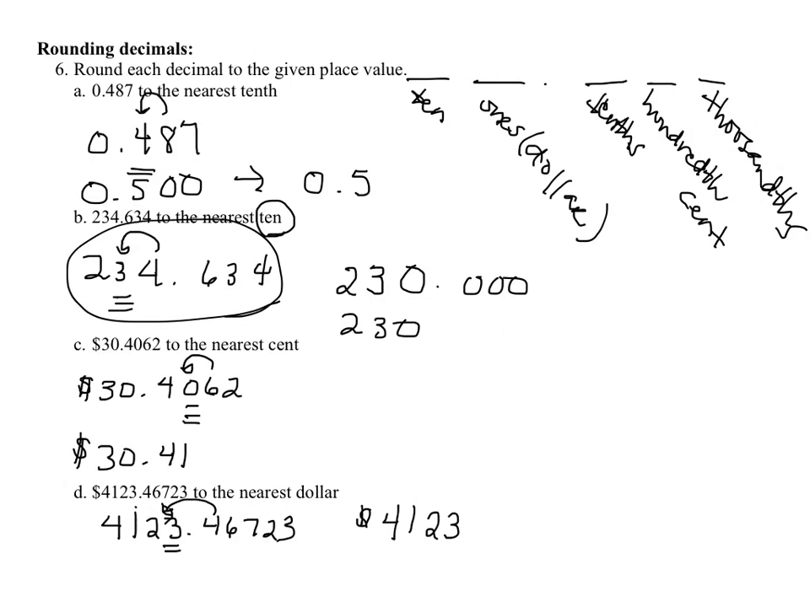$4,123. And then all the rest just goes. You don't have to write it because it's after the decimal. But if you choose to, it's okay.